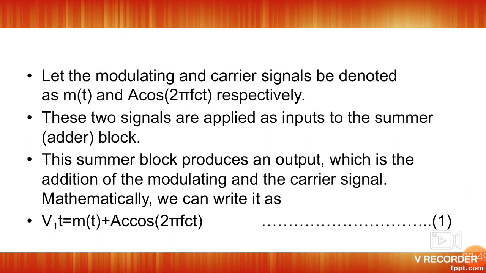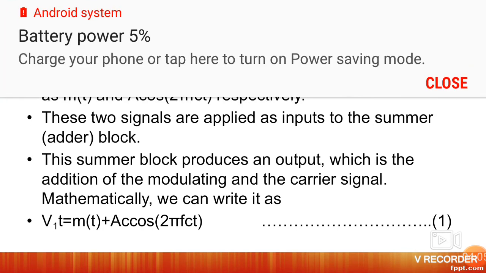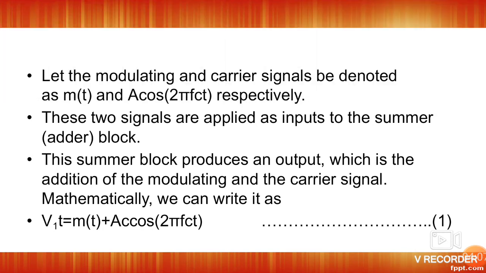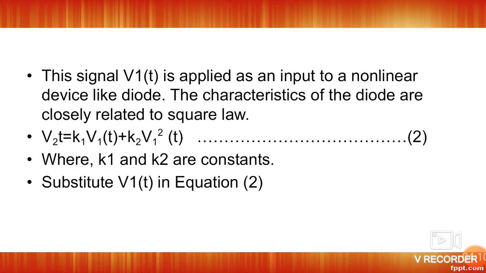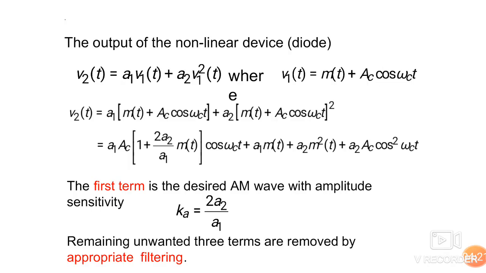So let us consider the modulating signal and the carrier signal represented as mathematical equations: m of t is the message signal, and Ac cos 2 pi fc t is the carrier signal. This m of t and Ac cos 2 pi fc t are both given as the input here. So both are added, and V2 of t is equal to K1 into V1 of t plus K2 into V1 of t the whole square, according to the square law equation.